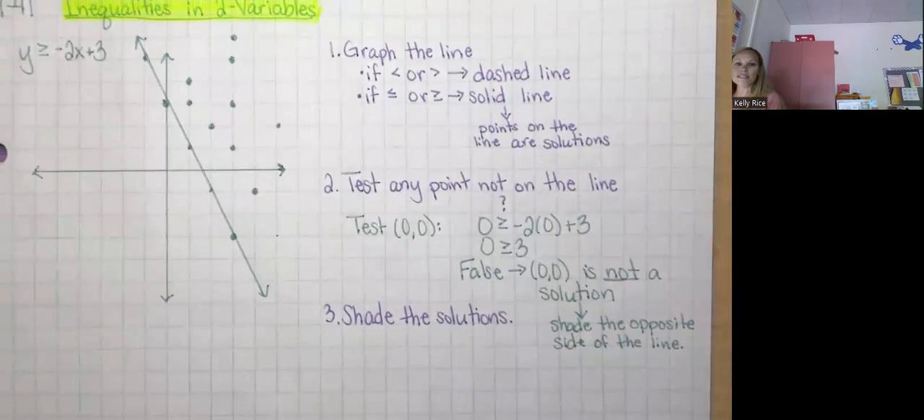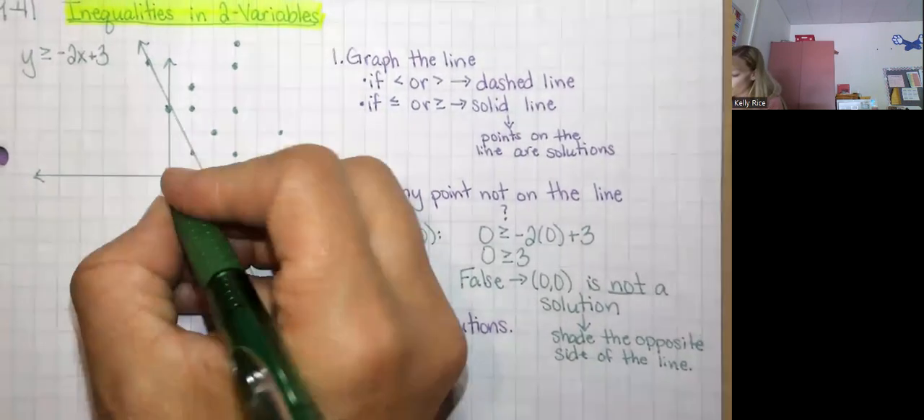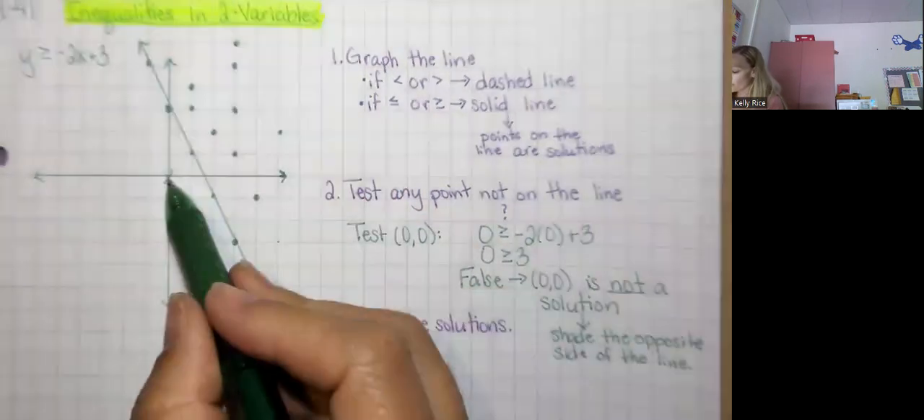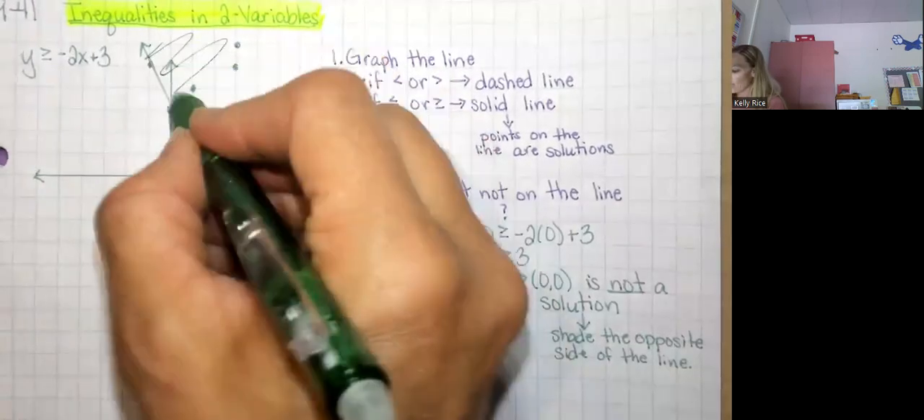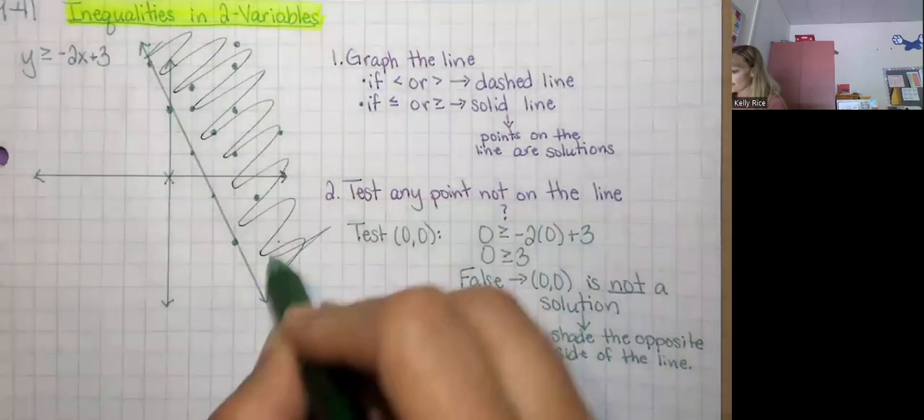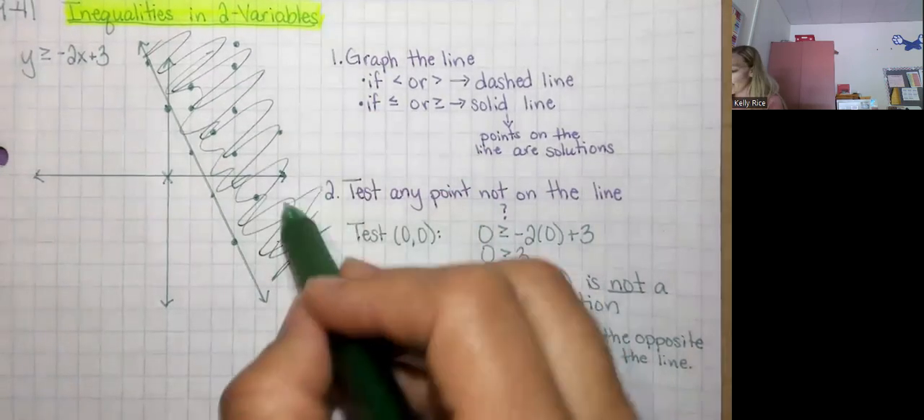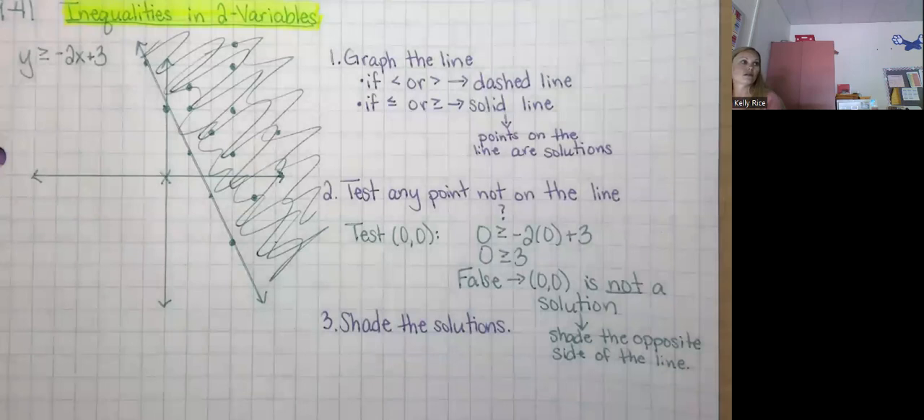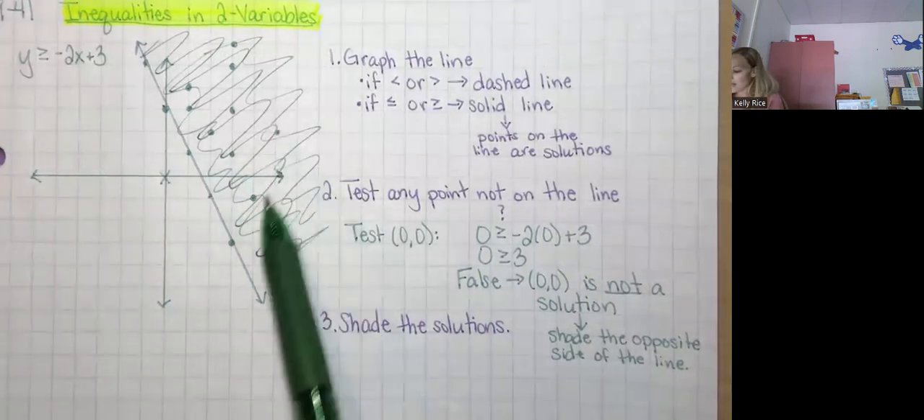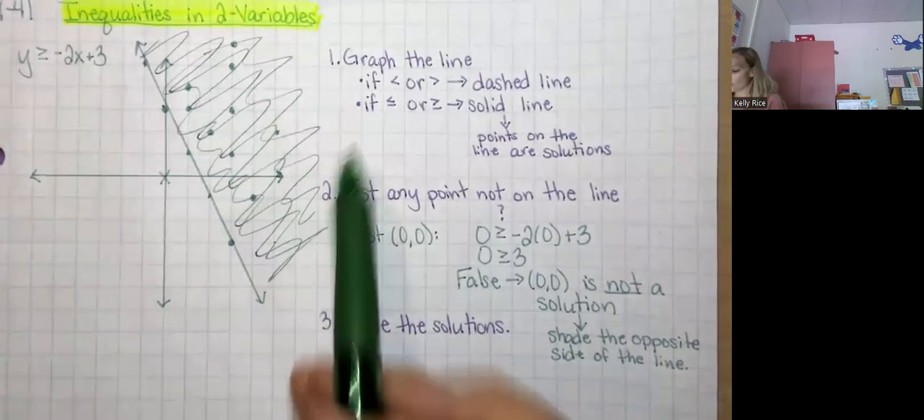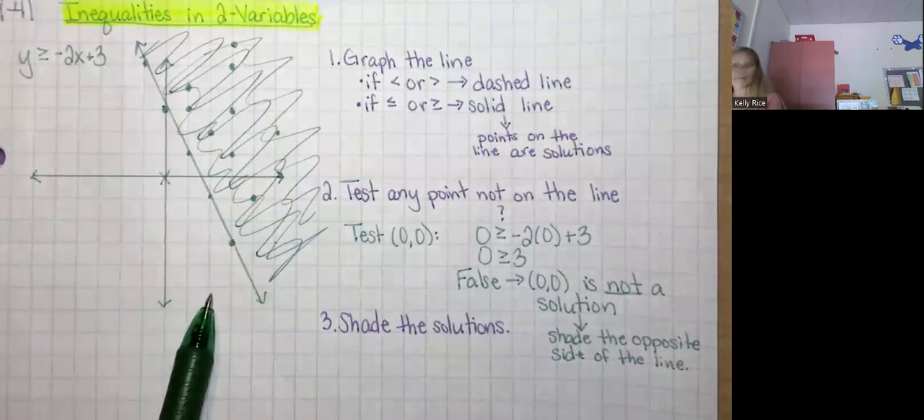So shade the opposite side of the line. So 0, 0 right here is false, doesn't work. So we go to the other side of the line. Every point over here is a solution. This is our boundary line. We don't cross it. You shade everything over here, however you want, you can color it all in a lot nicer. Anything over here is a solution. So any of these points will work. Anything down here, if I plug this point in, will not be a solution.